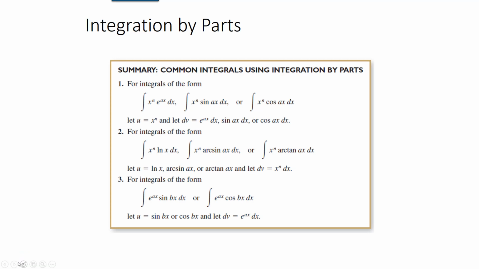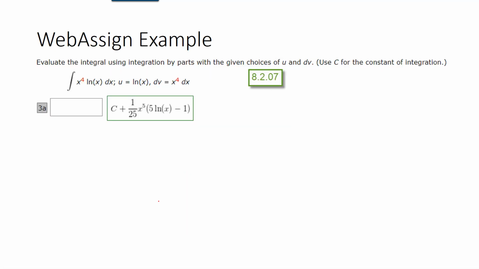So this is a nice little reference, so check that out. Here's an example from the WebAssign homework from our textbook. In this first example, they are telling us what u and dv to use. This is not always the case. You will have to choose that, but as you get more experience, you'll know what types of choices will work.